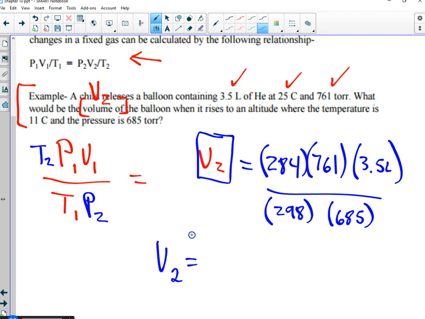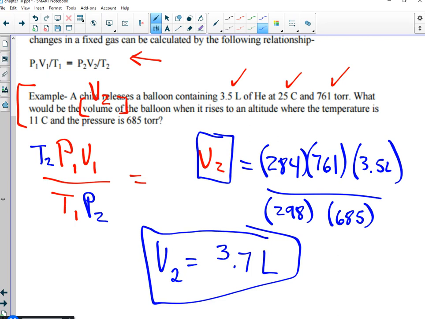Anybody have that yet? 3.7? All right, and that'd be liters. Thank you. Now, would it make sense that as the balloon got higher that it expanded? Yeah. There's less pressure pushing on it. There's other factors, but it makes sense. As it rises, it will expand.